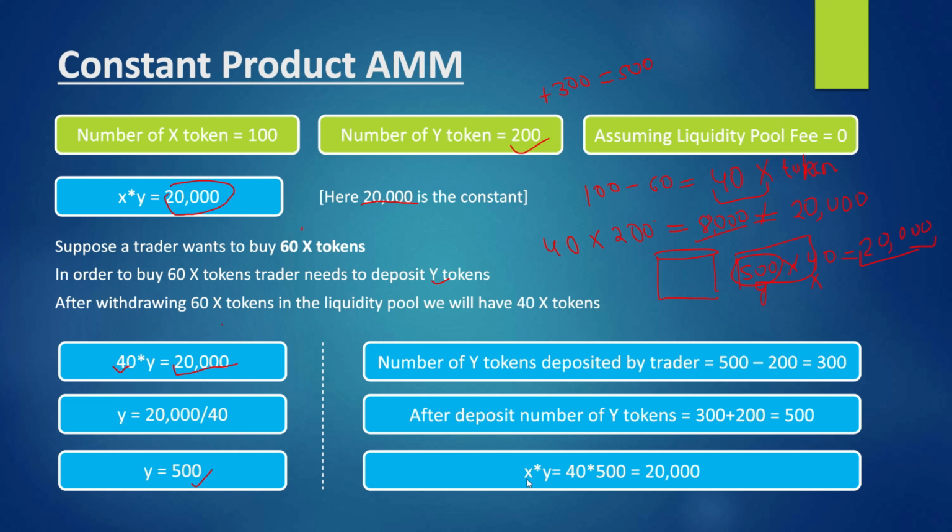So after the deposit, the new x into y equation will be 40 x tokens, because 60 tokens have already been taken out by the trader, and then 500 y tokens, because 300 more tokens will be added by the trader, so that we can maintain this 20,000 value. And this is how the constant product AMM model works.